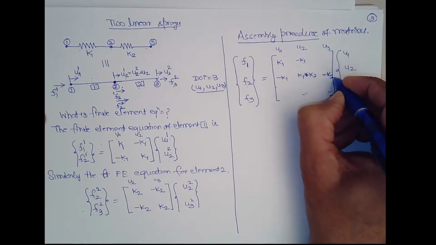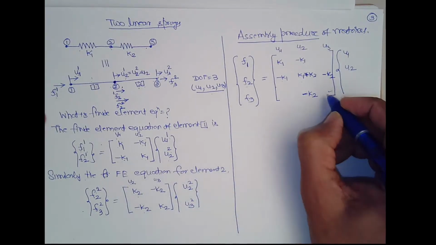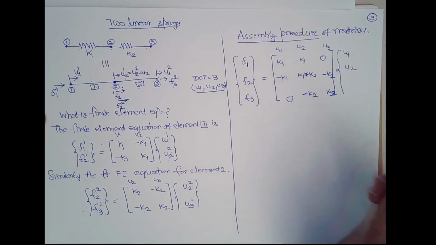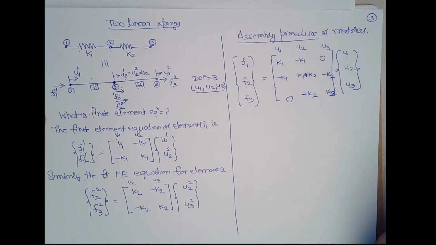K2. Another is minus K2. So write minus K2 here, minus K2. Here is K2, so here write K2. The rest of the connections are 0. So it becomes U3.